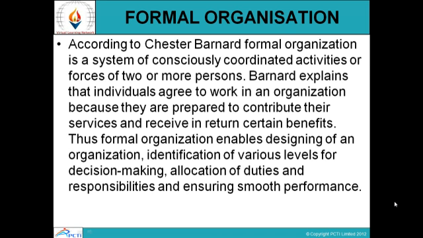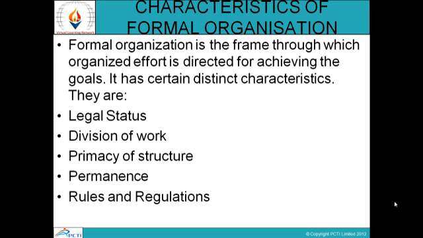So at the same time, this is related to the individual agreeing to work in an organization because they are prepared to contribute their services. They are prepared to work on that part. So that comes into formal organization. If we talk about the characteristics of formal organization, it is basically a frame through which the organized effort is directed toward achieving the goals. That is, it is the framework in which the overall organization is going to perform. We can say that it is the area in which the organization is going to work.